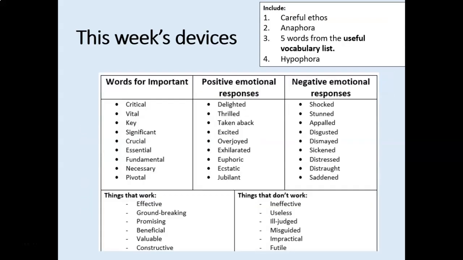Number 3, just a reminder of your useful vocabulary list, and I've copied and pasted it here just in case you don't have your booklet. So it's just important to vary our vocabulary when we're making an argument. And then, if something is important, there's a variety of words you could use. And if you're suggesting an idea that works, you can say it's promising, beneficial, groundbreaking, etc. Things that don't work and negative emotional responses will help you argue against other opinions that you don't agree with.